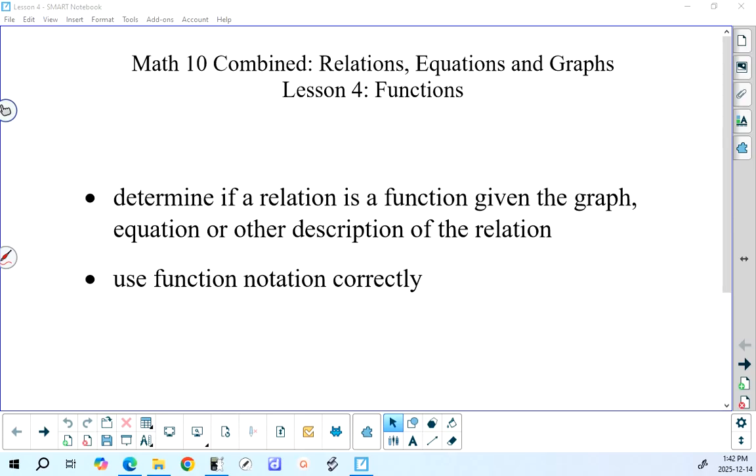This is lesson 4 of the 6th unit of Math 10C. Unit 6 covers relations, equations, and graphs. I didn't type up the page number here. Let me just look. This is on page 13 of your unit handout.